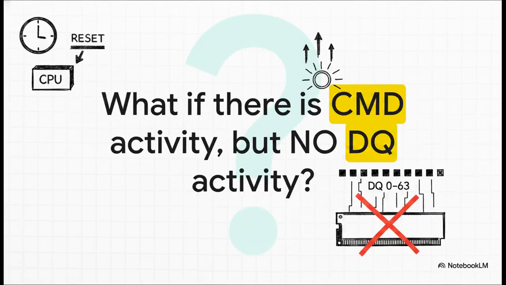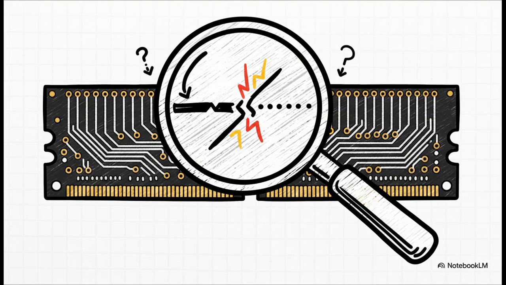Okay, let's try scenario 2. You've got clock, you've got the reset released, and now your command light is actually flashing. The CPU is actively issuing commands. But your data LEDs, the DQ lines mapping data bits 0 to 63, are totally dead. So commands are going out, but absolutely no data is flowing back and forth. What's going on here? This specific combination firmly points to a memory training failure. The system is trying its hardest to synchronize with the RAM, and it's just failing.